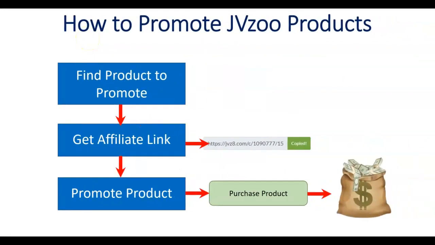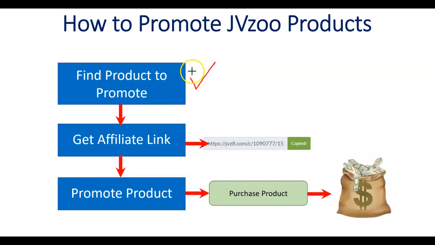So we have spoken about how you do not have to have money to promote these products from JVZoo. You do not even have to use these complicated funnels, and you also don't have to have an email list. So how does this work basically? You will need to find a product. I'll show you where to find the product and the best way of finding it.